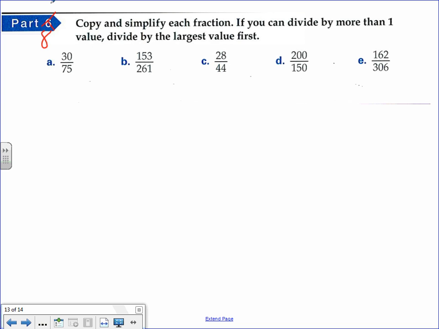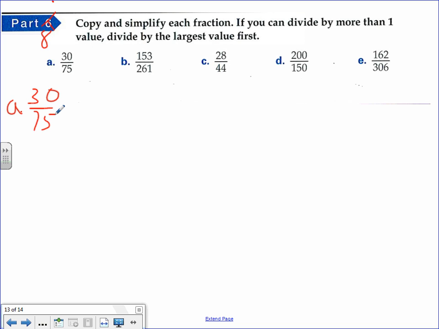This is a review for Part 8 of Mastery Test 2. In Part 8, you are going to be simplifying fractions. So I'm going to take a look at letter A here. We have 30 over 75.